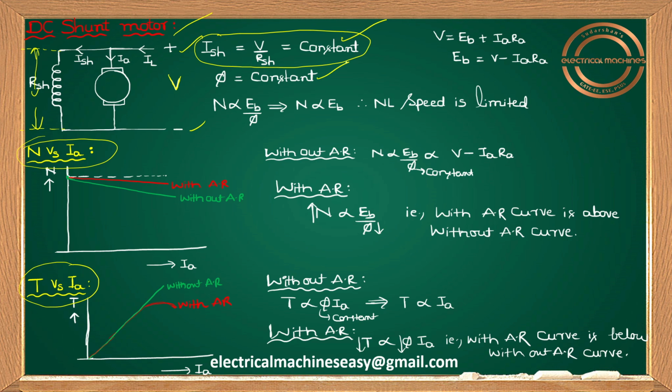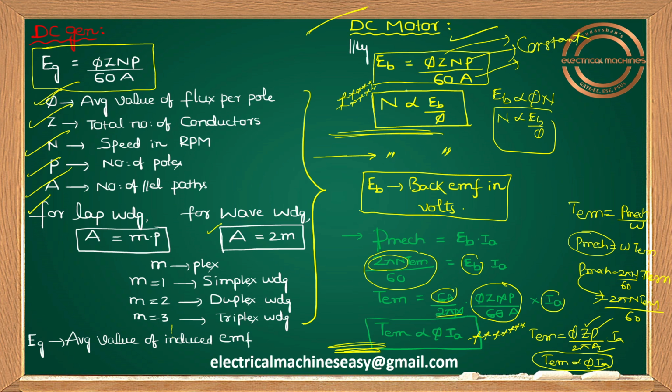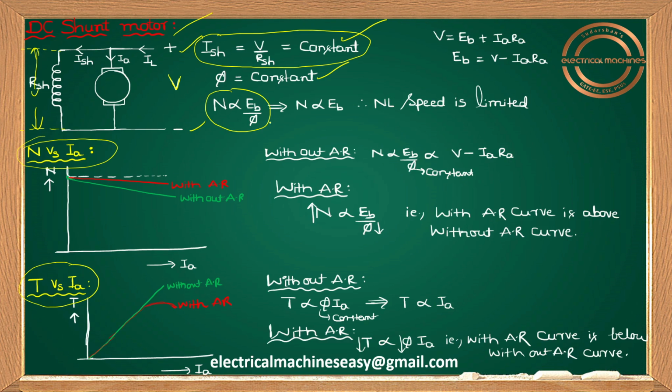As long as supply voltage is constant, your ISH remains constant here, so flux remains constant. N proportional to EB by phi, already you know this relation, I told you in the last slide. Whenever phi is constant, I can write N proportional to EB here. And one thing you have to remember: for DC motor, especially for DC shunt motor, I can write V equals EB plus IARA. From this, EB equals V minus IARA. So please try to understand, guys. In N proportional to EB, in place of EB, what can I write here? V minus IARA.